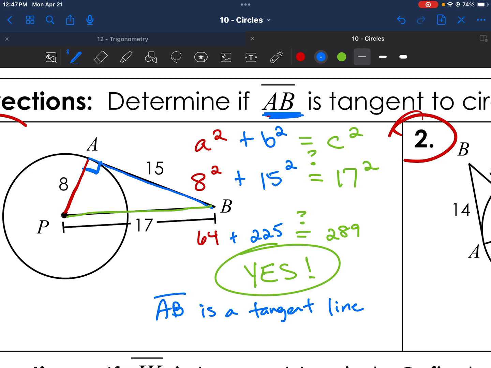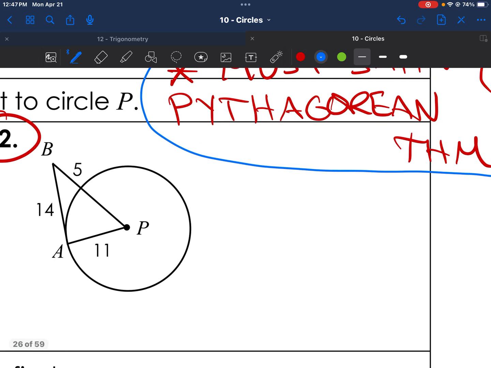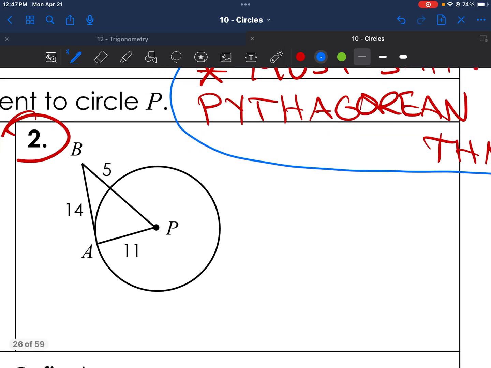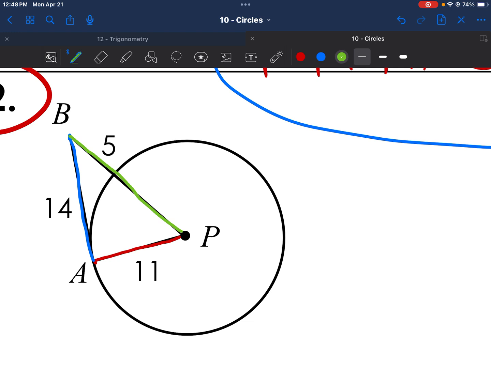All right, let's try another one. Let's try number 2. All right, number 2. Now, with this one, this picture is going to be a little bit misleading, so we have to keep something in mind here. I'm given side lengths again, so I have side AP. This was my radius. It is 11. I have side AB. This is my potential tangent line. And then I have side BP right here. Now, currently, it looks like BP just has a length of 5.